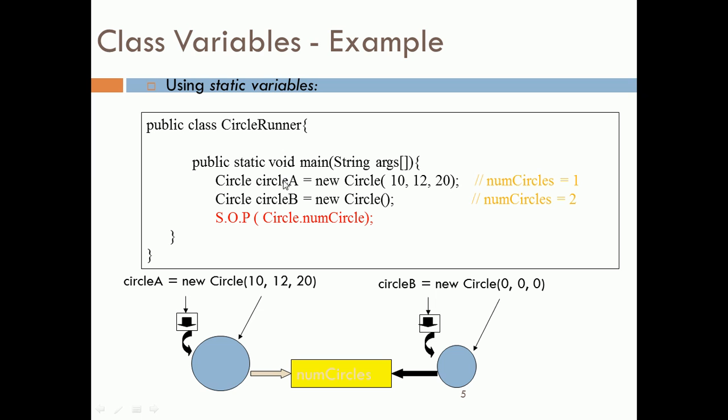So when circle A incremented num circle by 1, and when circle B increments it again, the value will be changed to 2 now. This example shows that the static data members of the class are created not at the address spaces dedicated to the objects, but at a shared location, and that shared location is always accessed whenever you are talking about that static data member.